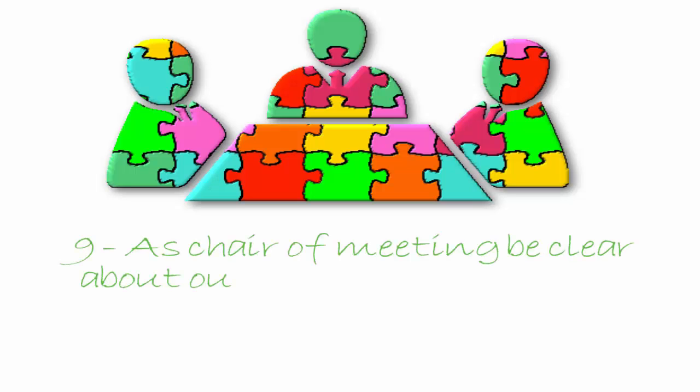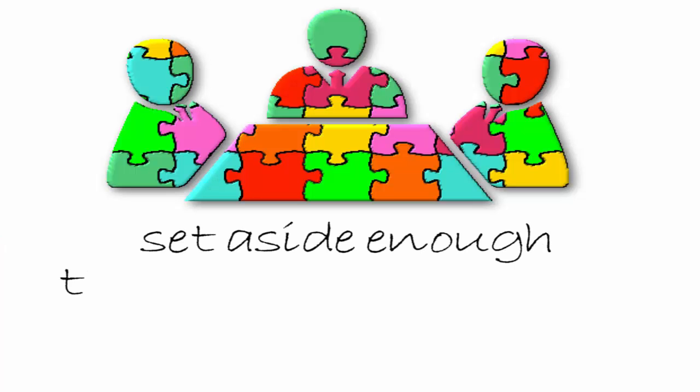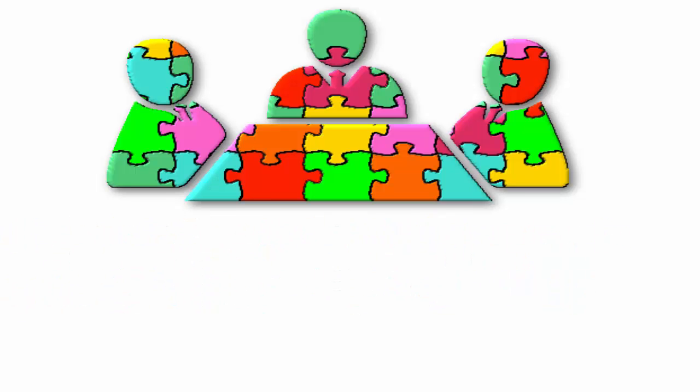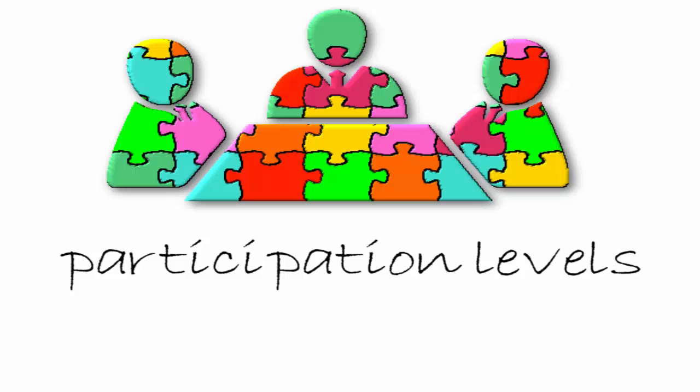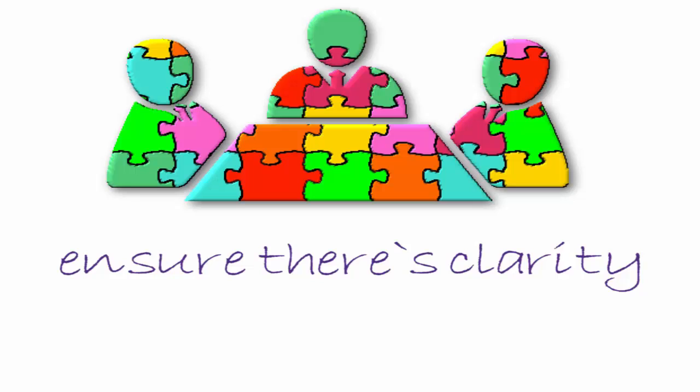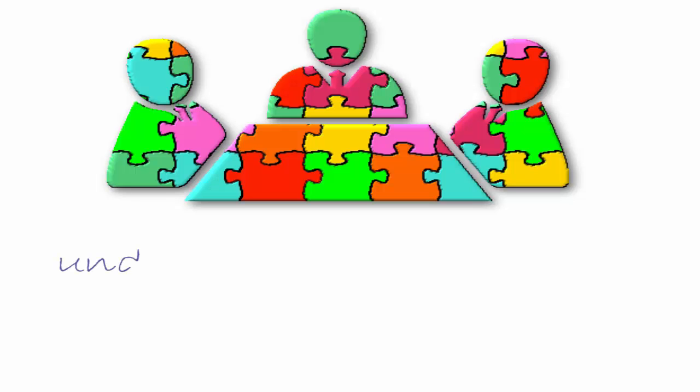Point 9. In your position as chair of the meeting, you should be clear about the outcomes for each topic on the agenda and set aside enough time to reach outcomes without people feeling unduly rushed. Let participants know what kind of input you are requesting for each agenda point. Call on people you want to speak, invite them to comment, to get the participation levels and input that you need. You should also try to ensure there is clarity, that everyone has the same understanding of what is being said.